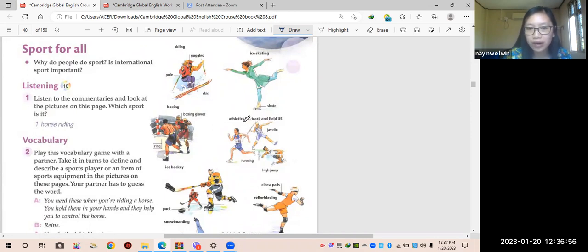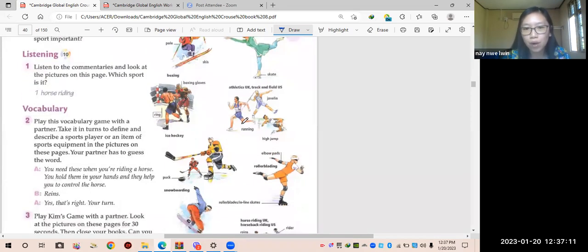So we have different names according to the country. In the UK they call it athletics, and in the US they call it track and field, but they represent the same sports, right? So athletics or track and field, whatever. We can see running, javelin, or high jump. So how do we call these sports in our language?